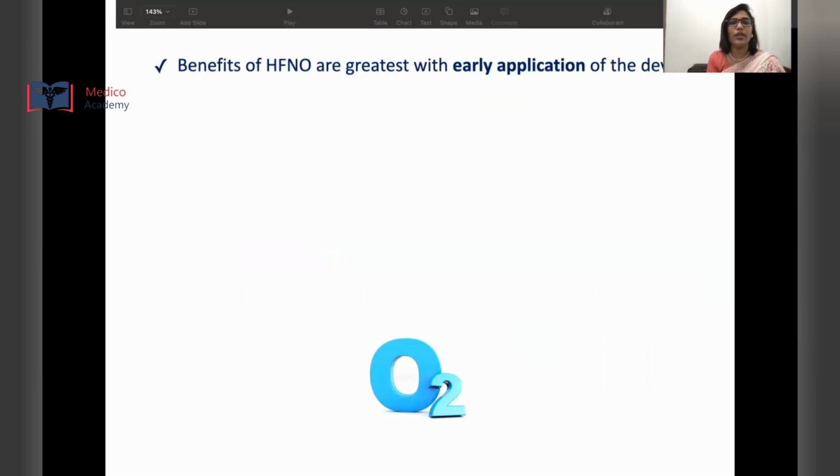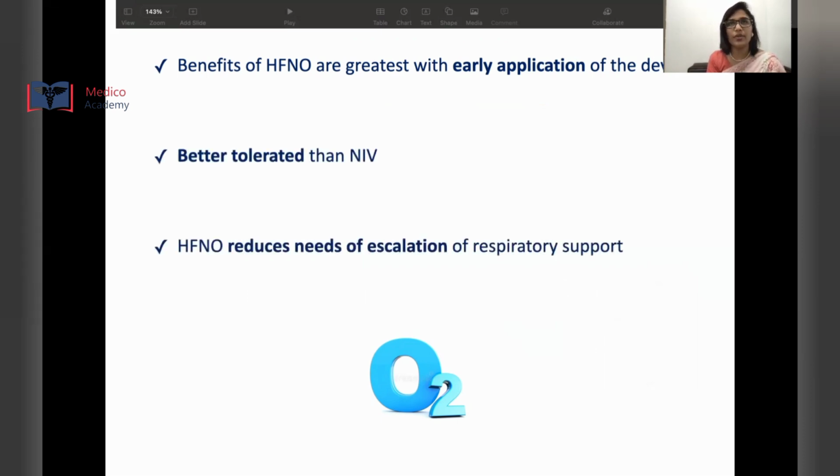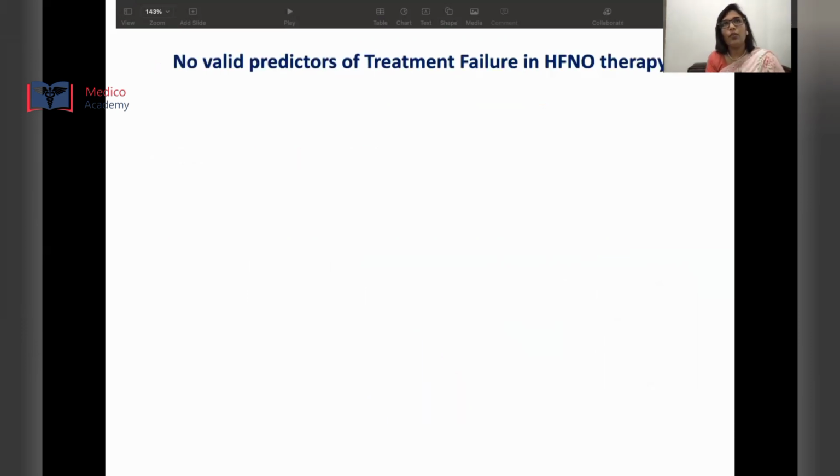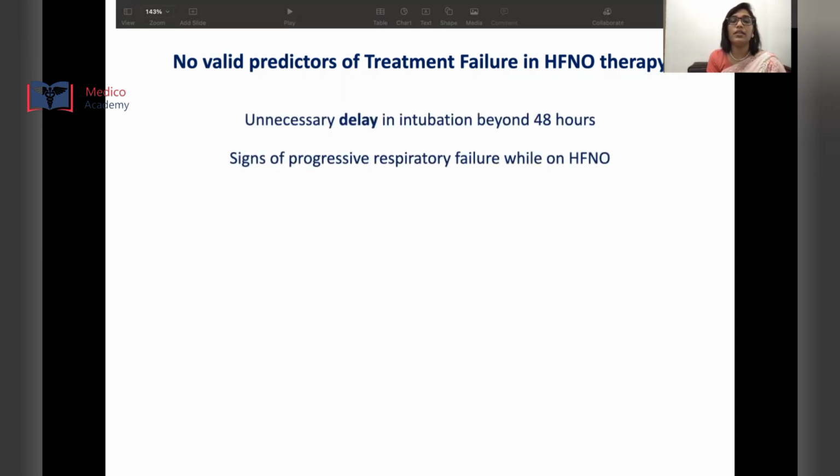The benefits of high flow nasal oxygen are greatest with early application of the device. It's better tolerated than non-invasive ventilation, and it also reduces the need of escalation of respiratory support. But one problem is that there are no valid predictors of treatment failure in high flow nasal oxygen therapy. There are no valuable scores or anything which will tell you that, okay, this particular patient is going to fail HFNO therapy. So this can result in unnecessary delay in intubation beyond 48 hours.